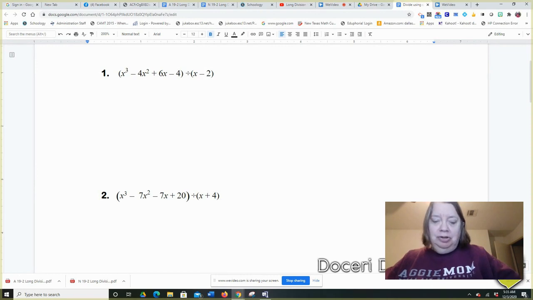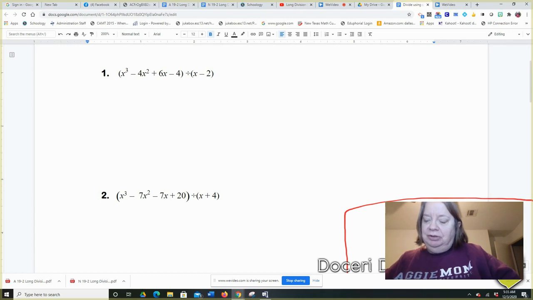Okay, so number one says x to the third minus 4x squared plus 6x minus 4 divided by x minus 2. I'm going to draw myself a box here so that I remember not to write where the webcam goes.